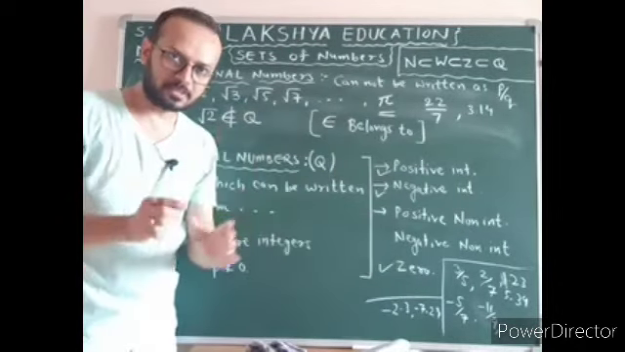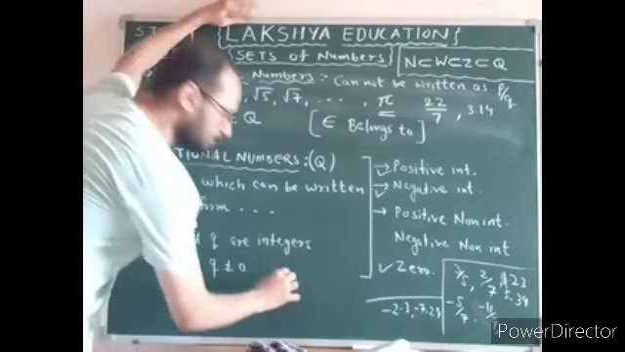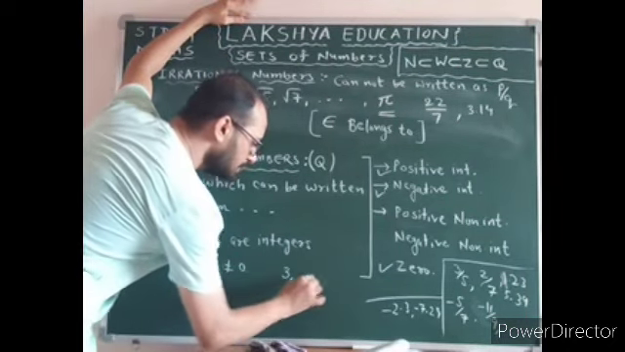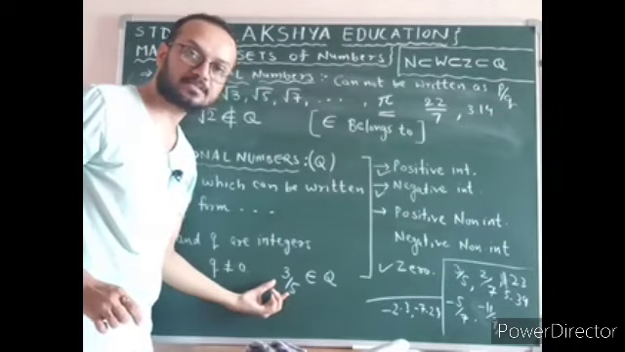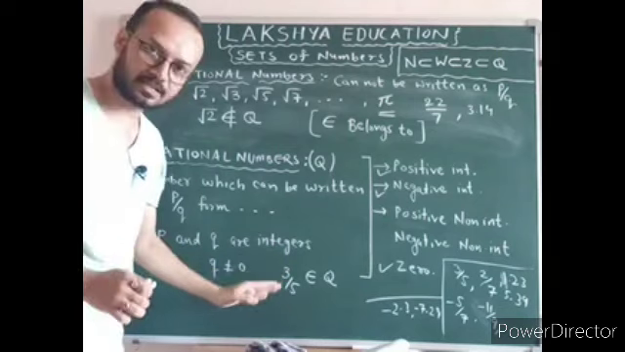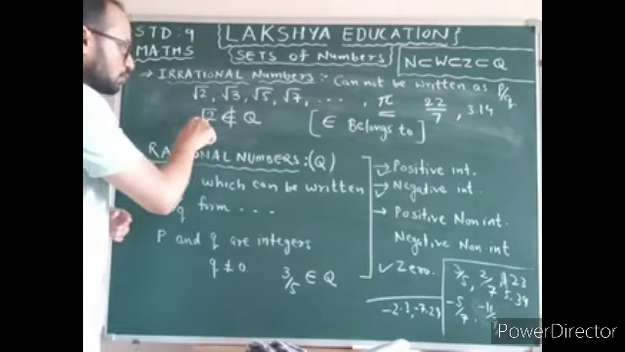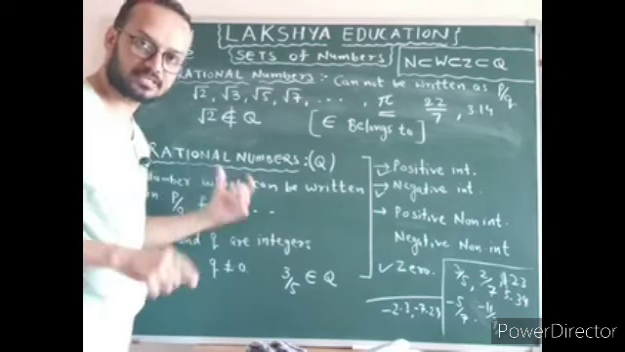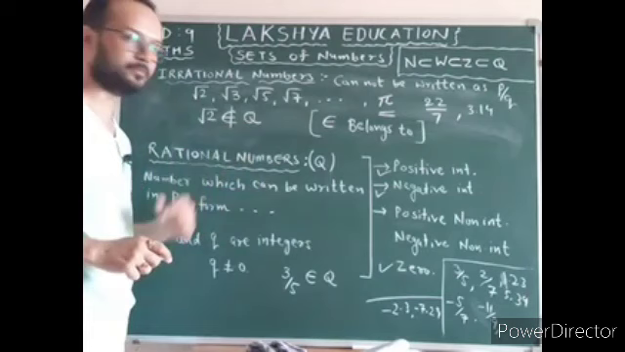Belongs to. It means if I say a number belongs to Q, suppose I write 3 by 5 is included in set Q, so I would read it as 3 by 5 belongs to Q. It means 3 by 5 is a number which is in the set of rational numbers. But root 2 is not a number of this set. So I can write root 2 does not belong to Q.